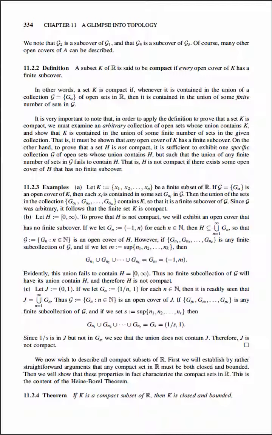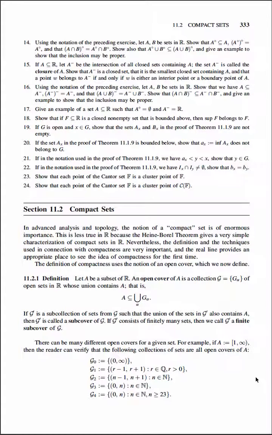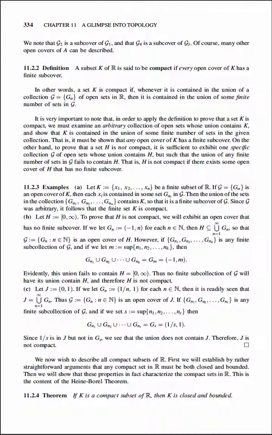Moving forward, your book defines a compact set. A subset K of R is compact if every open cover of K has a finite subcover. I would read through these comments pretty carefully, and I would work through these examples in 11.2.3 pretty carefully. So spend a lot of time here on page 334.